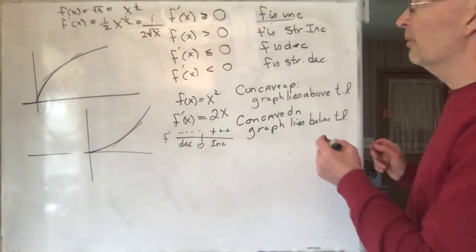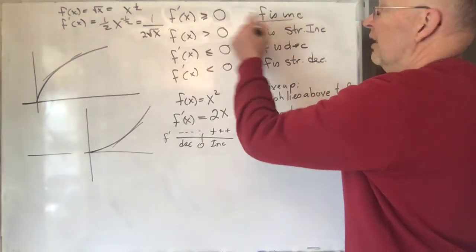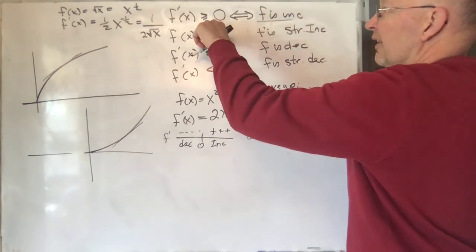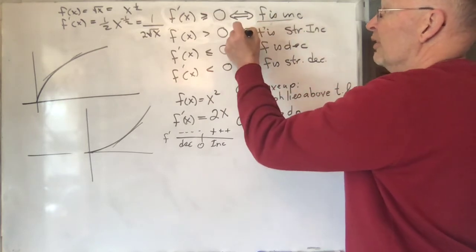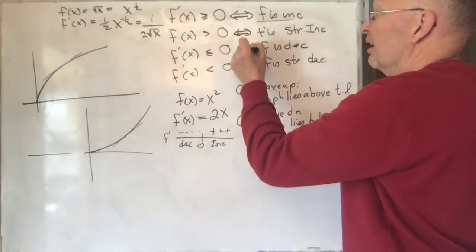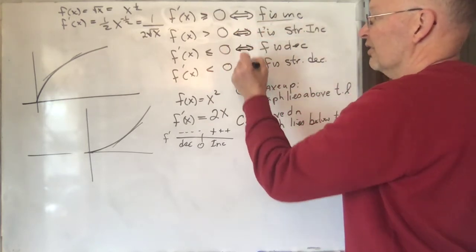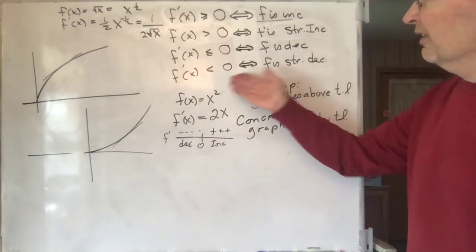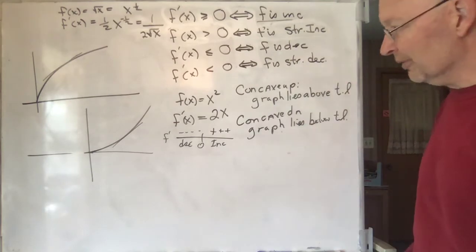First of all, let me just stress a point here that these two things are equivalent to each other. If f is increasing, then this is true. If this is true, then f is increasing. These things go in both directions. It's not like one of those if-then statements where one implies the other. These things are equivalent. They go both ways.